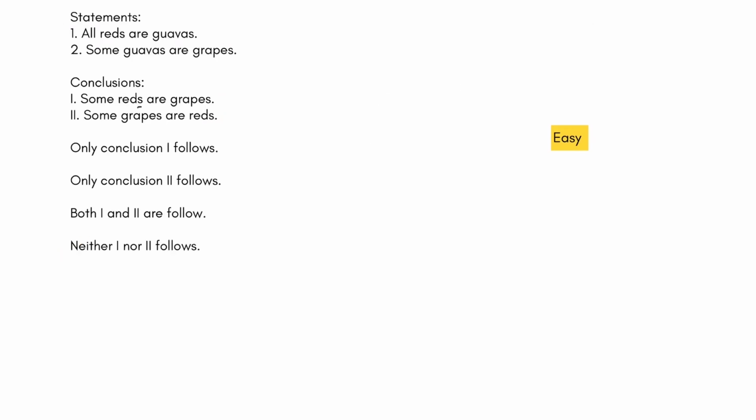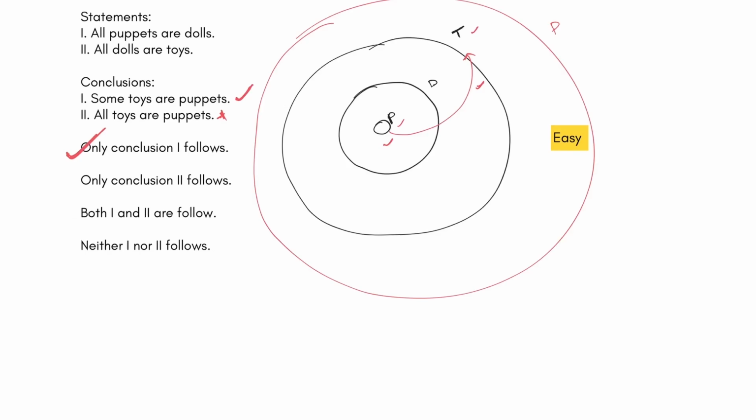A very, very simple syllogisms. Okay, so if you are done with syllogisms, this should be very easy. All reds are guavas, some guavas are grapes. So some reds are grapes, not possible. Some grapes are red, not possible. Okay, I can solve this in 10 seconds and say that D is the answer.